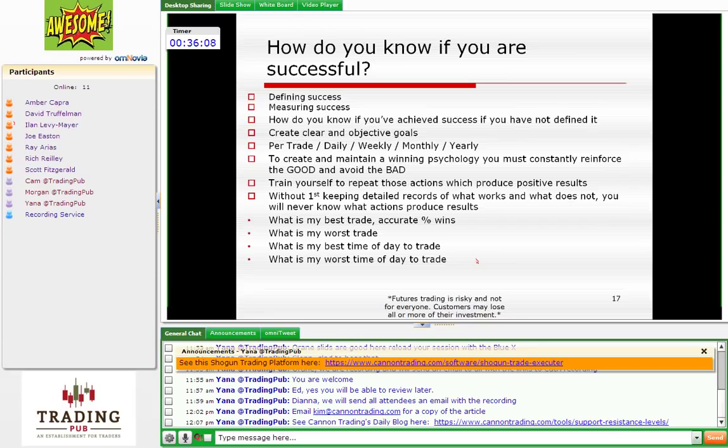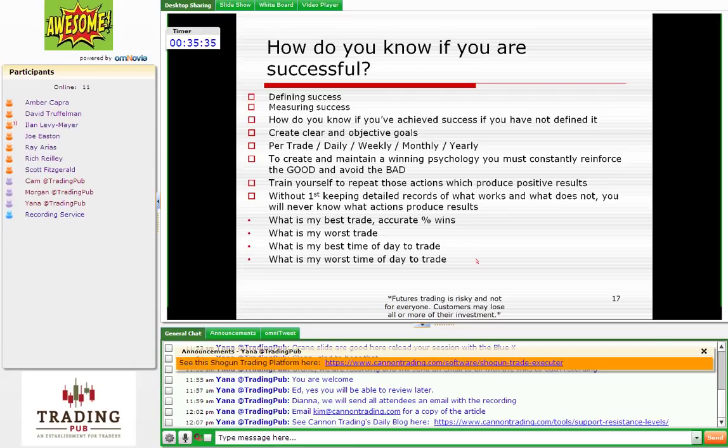Now we're going to, again, it's all related to trade management, money management, and trading psychology. But the question is, how do you know if you're successful? For me, success in the beginning stages, and even now, is following my rules and guidelines and not deviating from them. But you also have to decide what success is as far as trading, as far as a money objective as well. So defining success and measuring success will help you know if you actually achieved it or you're failing.